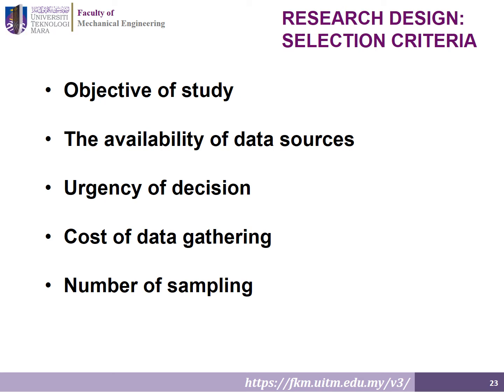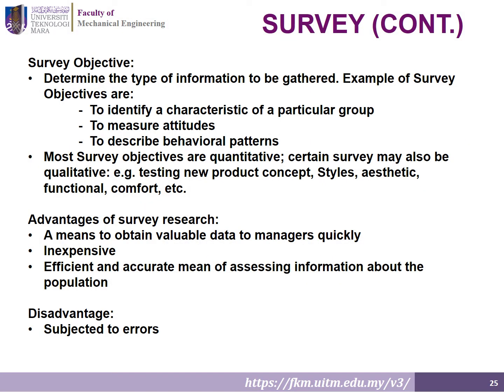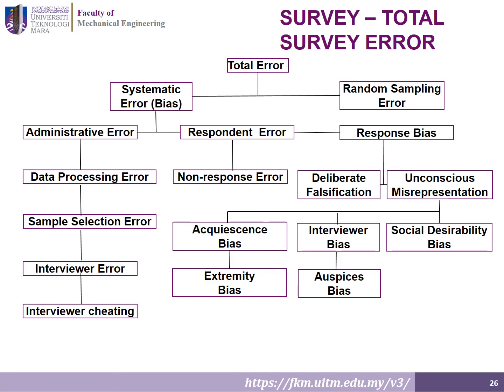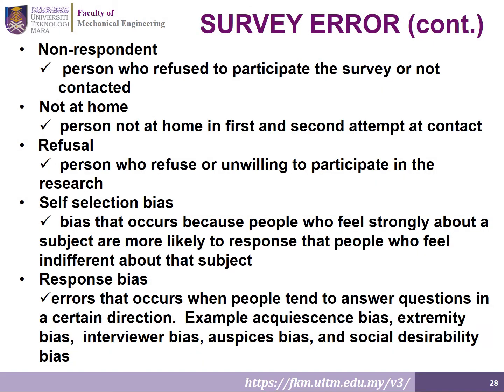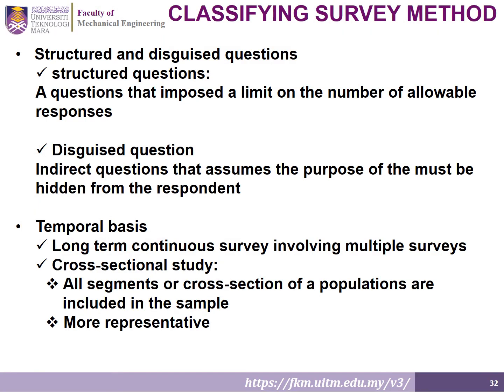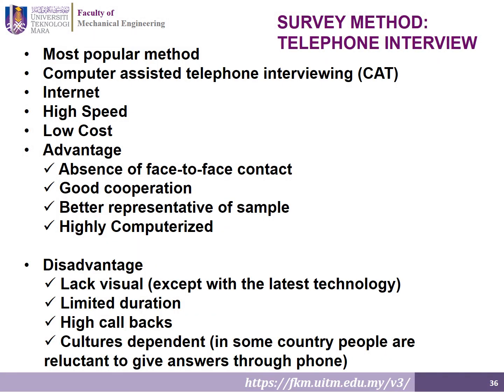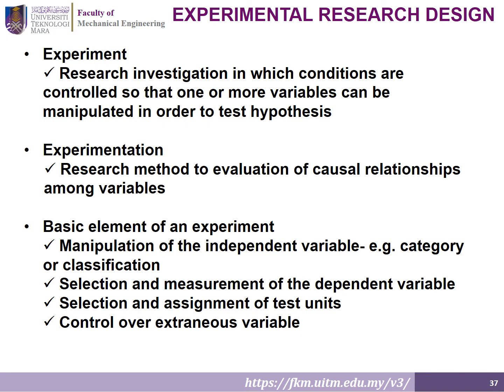So we need to consider the selection criteria in designing the research, how to design the survey, possibility of survey error, how we may consider to reduce the survey error, how to classify the survey. We may alternatively have the survey based on interview, telephone interview, and in terms of other approaches, we may have experimental-based research design.